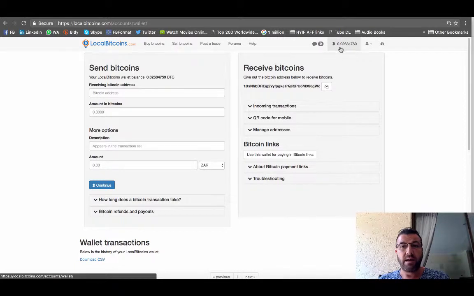That's how many Bitcoin I have at the moment. So I've got 0.02, to the millionth of a Bitcoin. That's how they sell Bitcoin. You can buy a fraction of a Bitcoin.